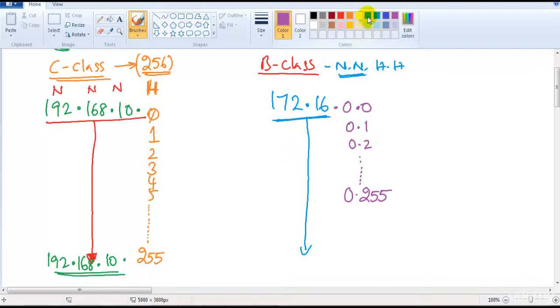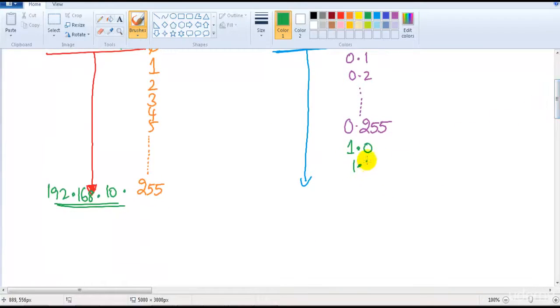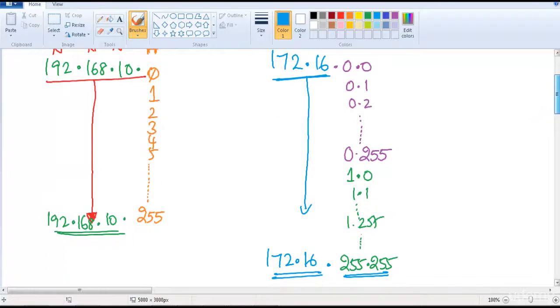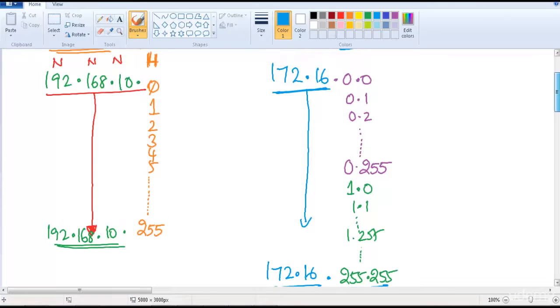Is it finished? Not yet, because after this we can write 1.0, then 1.1, and I can go up to 1.255. In a similar way I can write 2 dot, 3 dot, 4 dot, 5 dot, 6 dot, and so on, up to 255.255, the maximum last number. The first two portions remain the same, there is no change in that, but the remaining two portions we can keep on changing until 255.255.